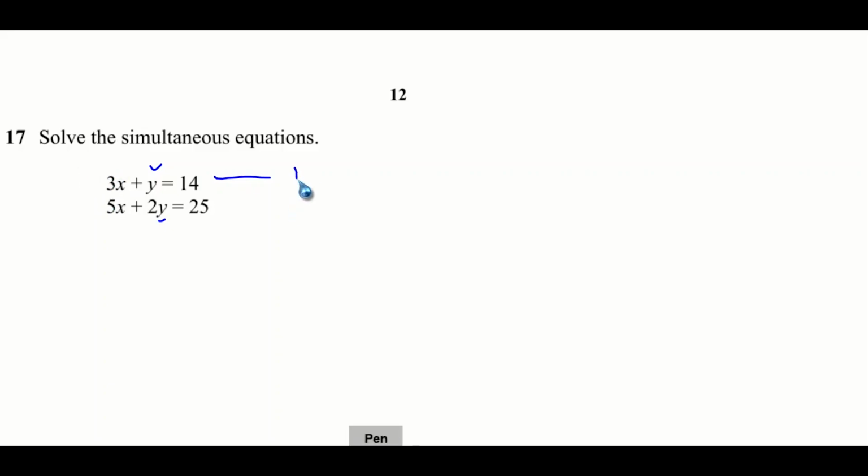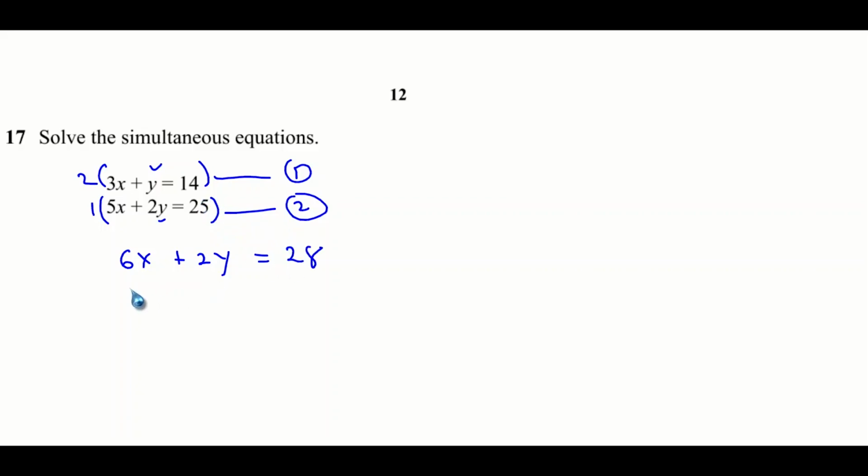2. Okay, so if I name this equation 1, name this equation 2. So in equation 1, the coefficient of y is 1, and the coefficient of y in equation 2 is 2. So I'll need to multiply equation 1 by 2. If I open the bracket, this will be 6x add 2y equals 2 times 14, that will be 28. So equation 2 remains the same. So this will be 5x plus 2y equals 25.